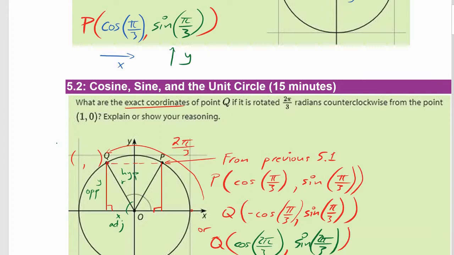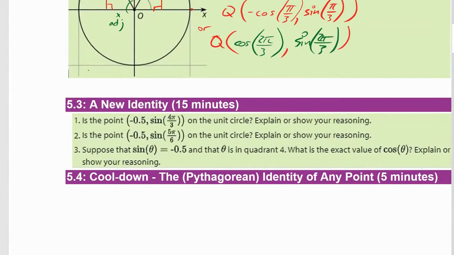Okay, so notice how those two coordinates are still going to be the same thing. Even if you were to plug them in a calculator, you would get the same thing. So negative cosine of pi over 3 is going to be the same as cosine of 2 pi over 3. So those will be two different answers, but it's for the same coordinate, the coordinate of Q. All right, so let's go ahead and move on to a new identity.